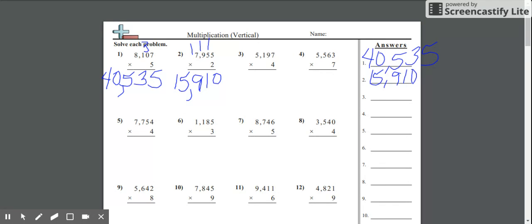Okay, so I've done 2 examples for you. That's basically all you have to do. Again, this is a quick review of multiplying a single digit number by a multi-digit number. For homework, I would like you to complete 3 through 8 because I've already done 1 and 2 for you.